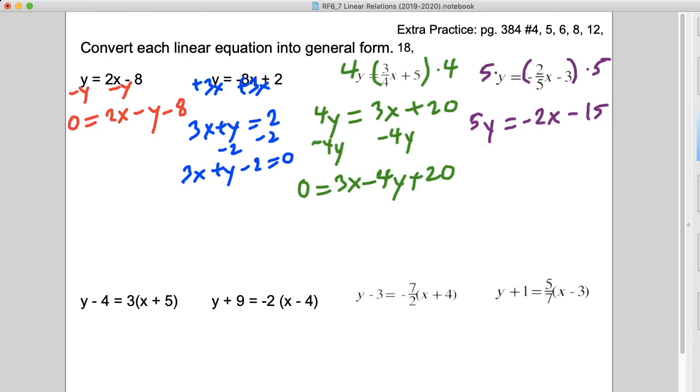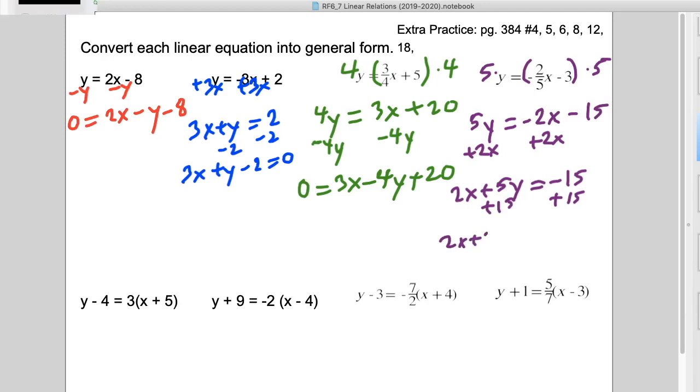Now because of this negative 2x, I don't want that negative there, so I can add 2x to both the left and the right sides. So plus 2x, plus 2x. I have 2x plus 5y is equal to negative 15. Then my last step is to add the constant 15 to both the left and the right hand sides.